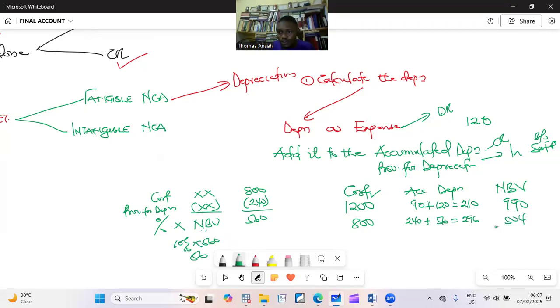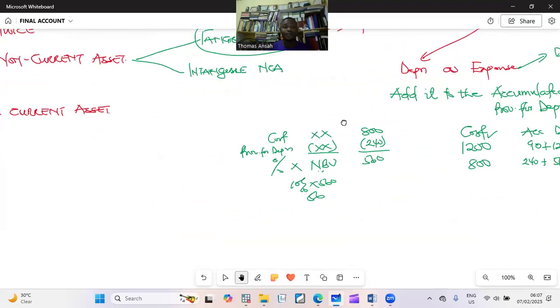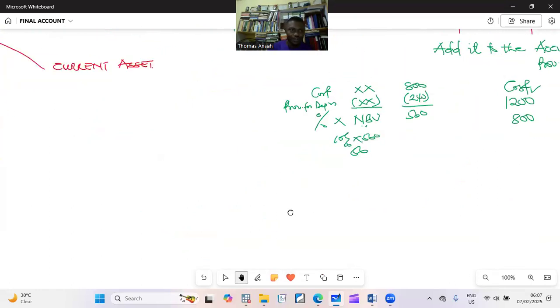So this is what you saw in class. So that is how you do the double entry. So we have seen how we do the double entry for the depreciation, right? And that is because that is the only thing that will be affecting your tangible non-current asset. Then when you come to current assets, so today I'm just doing the asset part, all right? So take note of that.